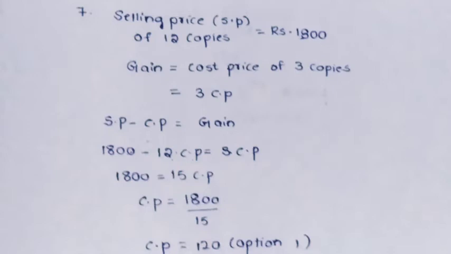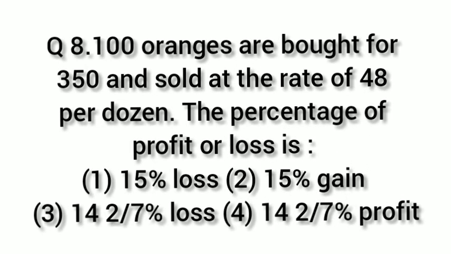So now moving on to the eighth question, 100 oranges are bought for rupees 350 and sold at the rate of 48 per dozen. The percentage of profit or loss is.